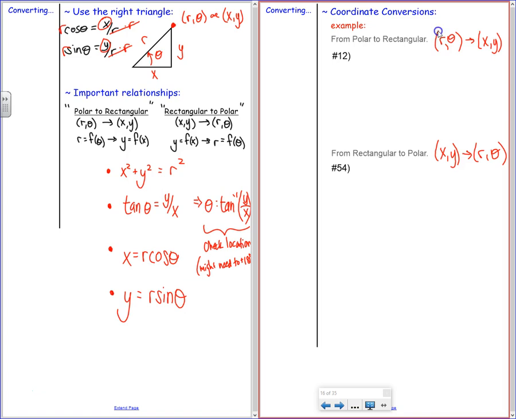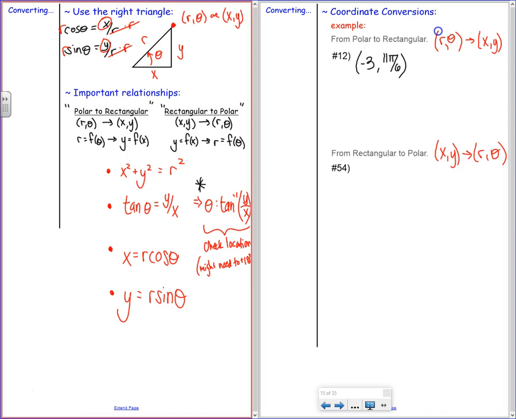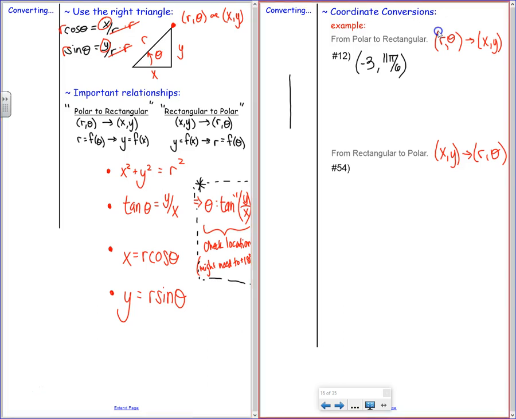Then let's check out number 12. Number 12 gives us the point of -3, 11 pi over 6. Now, I think it's always a good idea because of this little scary note right here about how the calculator might give me an answer and I might need to actually visualize the graph. I think it's a great idea just to quickly think of, hey, can I figure out where this guy is?